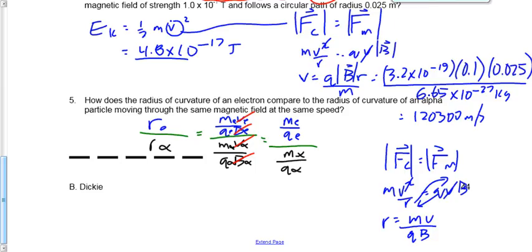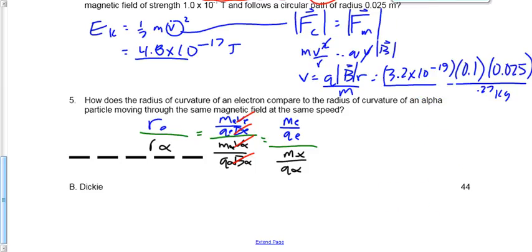Hey, we know all those numbers. So now we can do this. We can simplify it a little bit if we want, but we don't have to. We could say that's the same thing as saying mass of the electron over charge of the electron times charge of the alpha over mass of the alpha, because we multiply by the reciprocal.